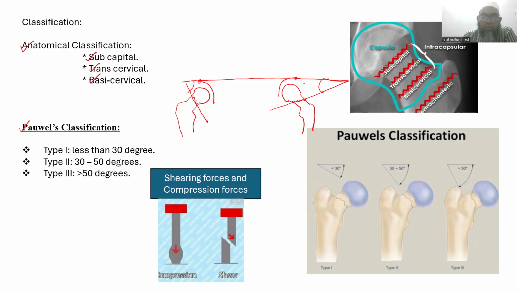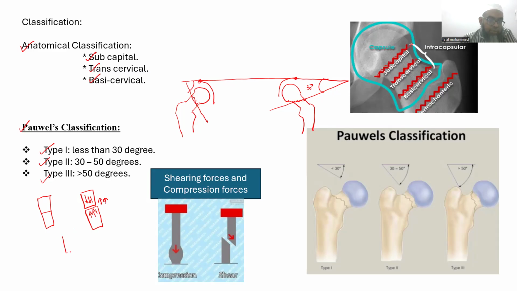If this is less than 30 degrees, it is type 1. 30 to 50 degrees is type 2. Type 3 is if it is more than 50 degrees. So why is it important? So if you see, this is the thing. If this is a fracture like this, it will remain like this, and the pressure will go into compression. So compression will stimulate bone formation and union is high.